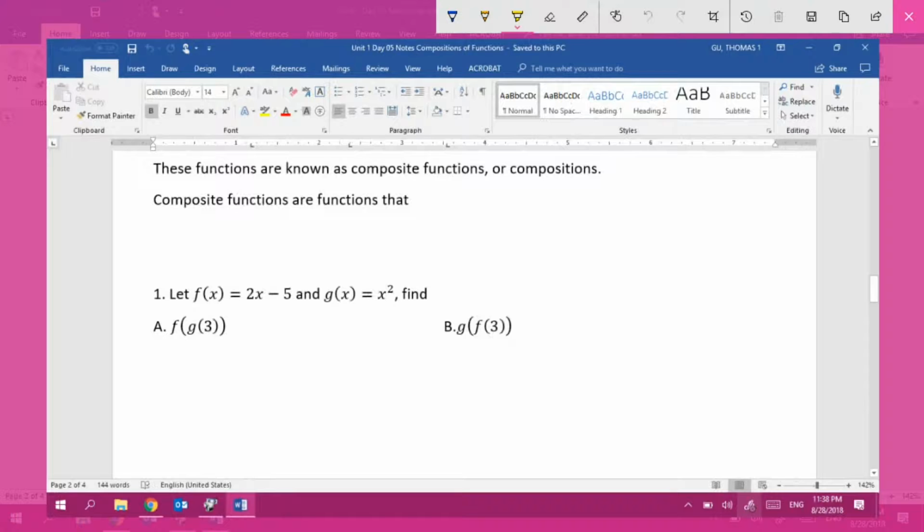So these functions are known as composite functions. Say it with me, composite functions. Composite functions. Or they're called compositions. So composite functions or compositions. Composite functions are functions that are inside of each other.